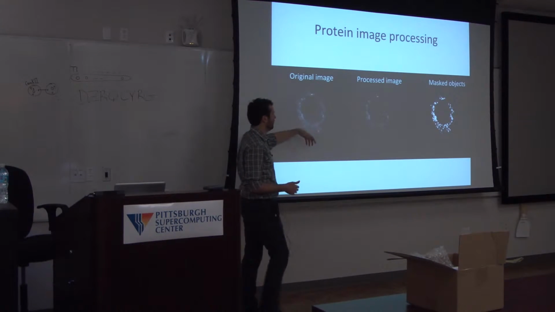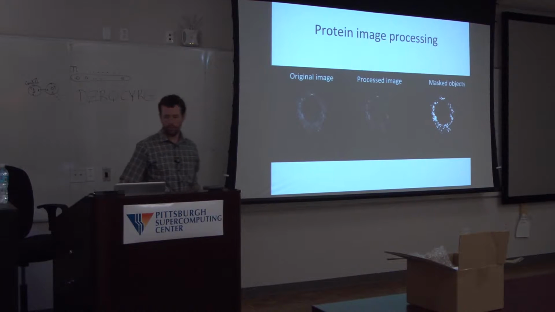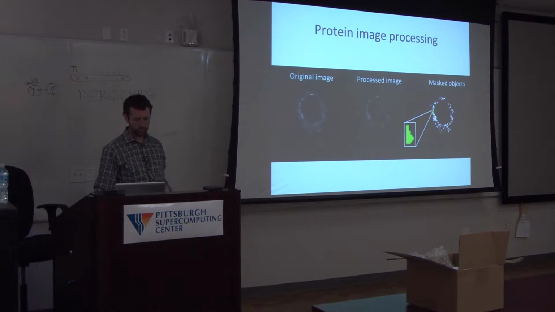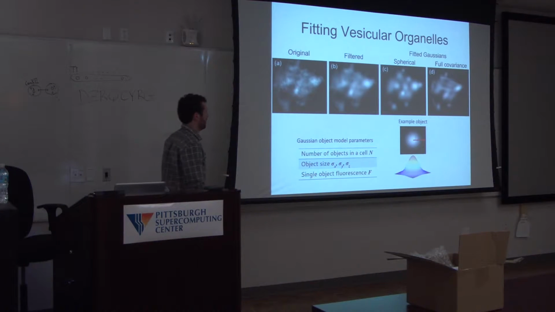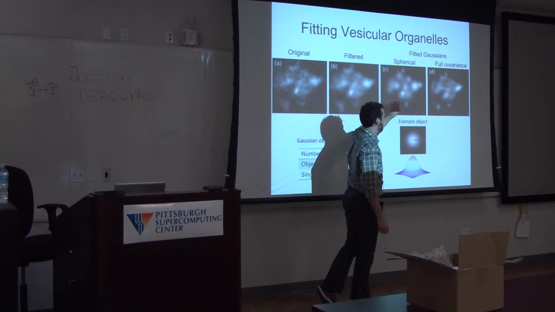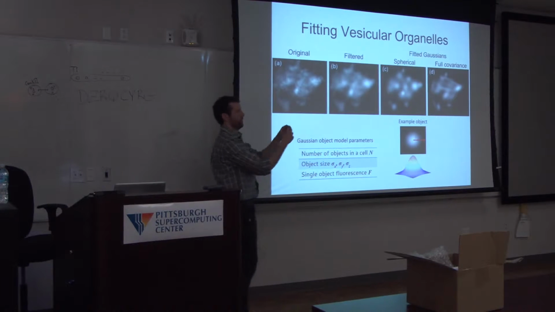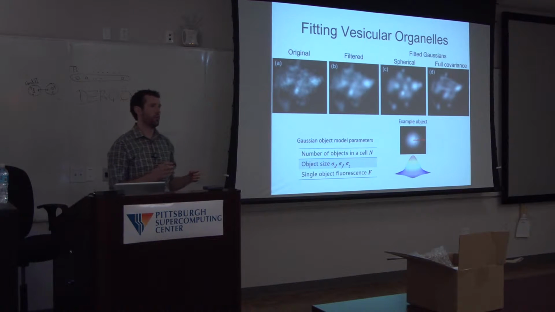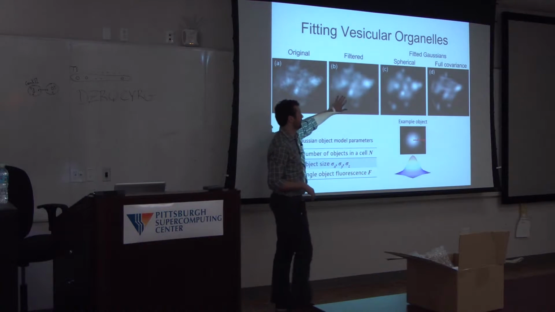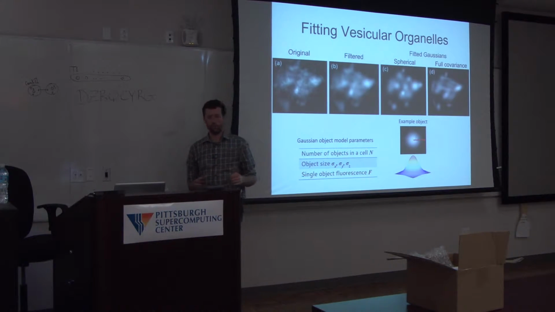You take some image, you deconvolve it and run a filter, and then you get some masked objects that may actually be a conglomerate of objects. But they look like really small little bits of pixels. And you fit Gaussians like Bob talked about. So here's the filtered image, and then we're fitting different types of Gaussians here, either ones that are forced to be spheres, or on the far right here, ones that are allowed to be elongated. And we use a Gaussian mixture model to try and minimize the reconstruction error between this image and our approximation. And then that gives us a number of Gaussian objects and a size for each one.